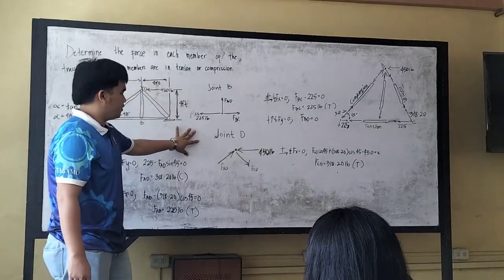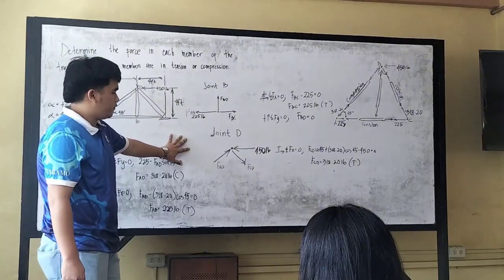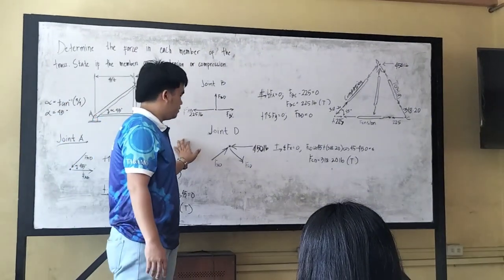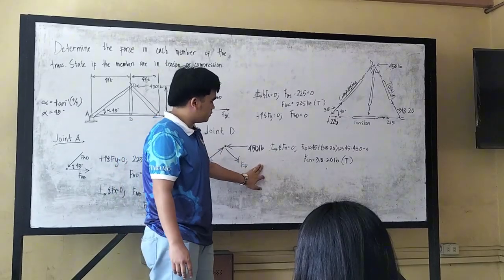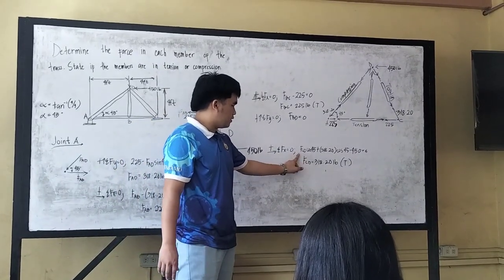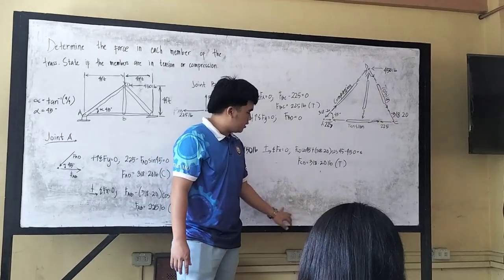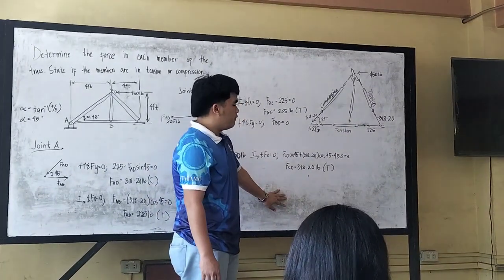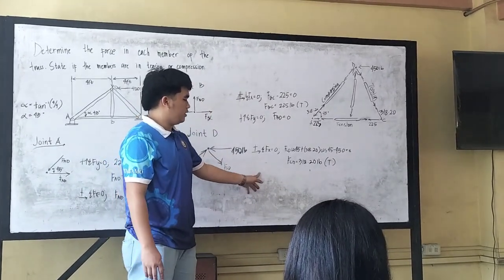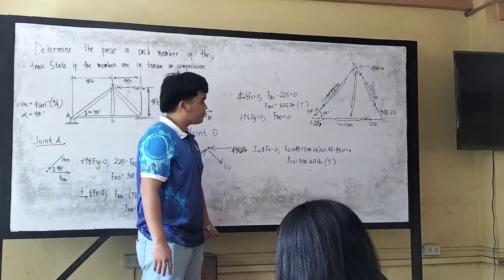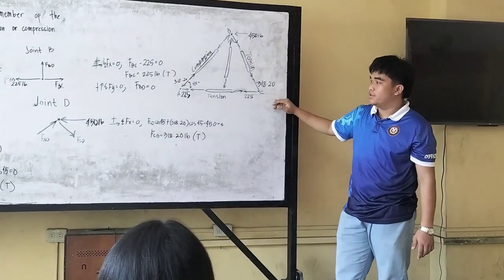The next we have joint C. Then we're going to solve the FCD. So we have the summation of Fx equals 0. Then FCD cosine 45 plus 318.20 cosine 45 minus 450 equals 0. So our answer is 318.20 tension. So therefore, here is our final diagram.